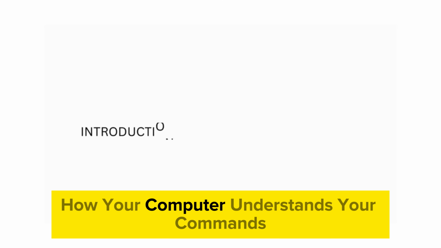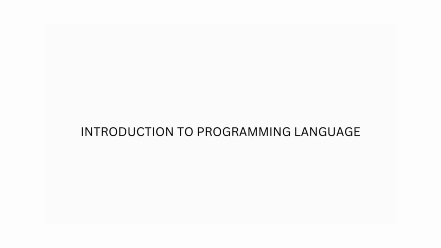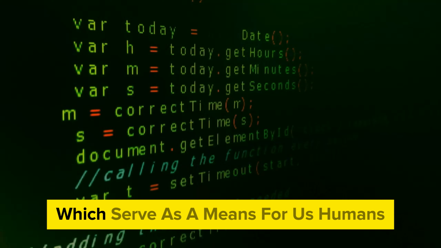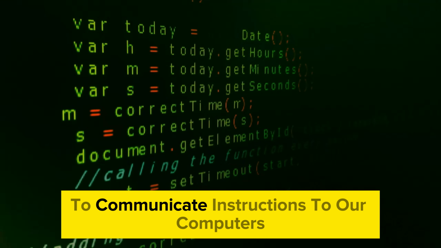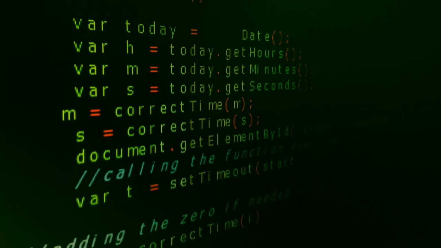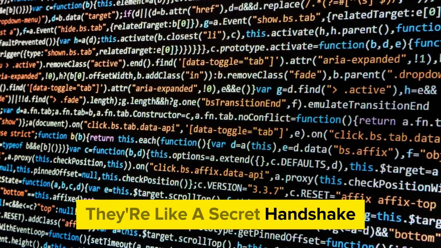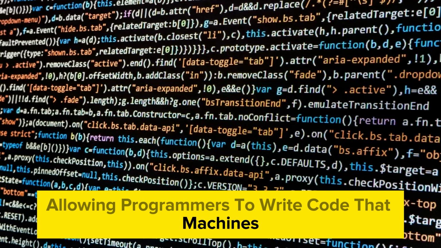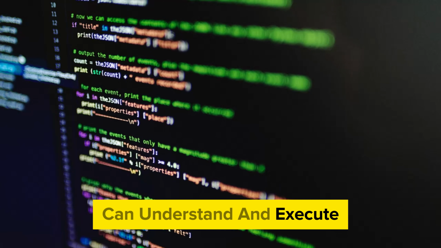Ever wondered how your computer understands your commands? It's all thanks to programming languages, which serve as a means for us humans to communicate instructions to our computers. They're like a secret handshake, allowing programmers to write code that machines can understand and execute.